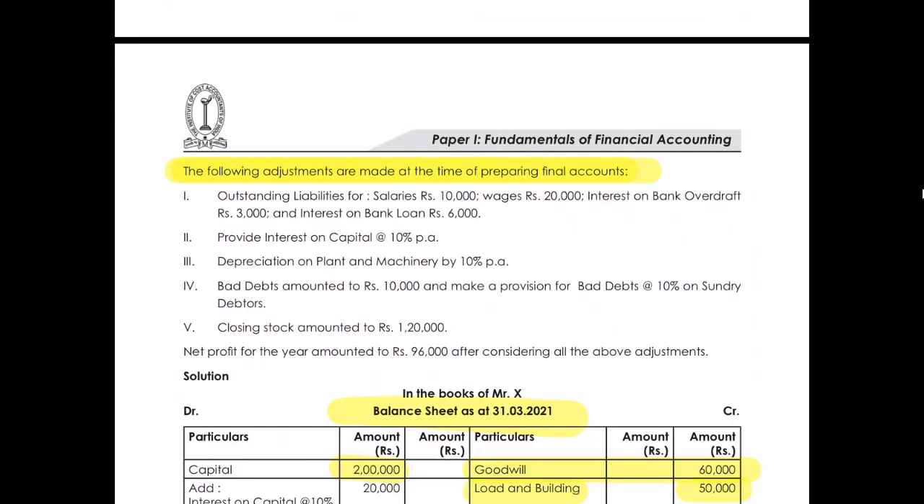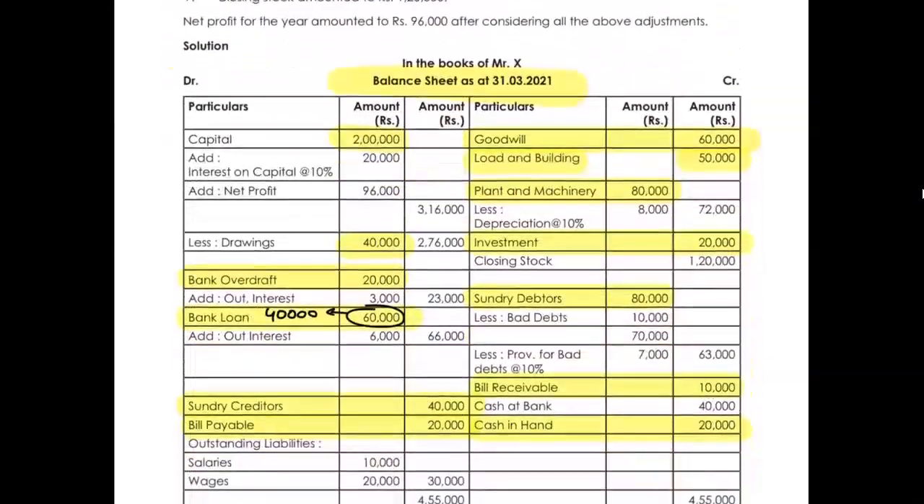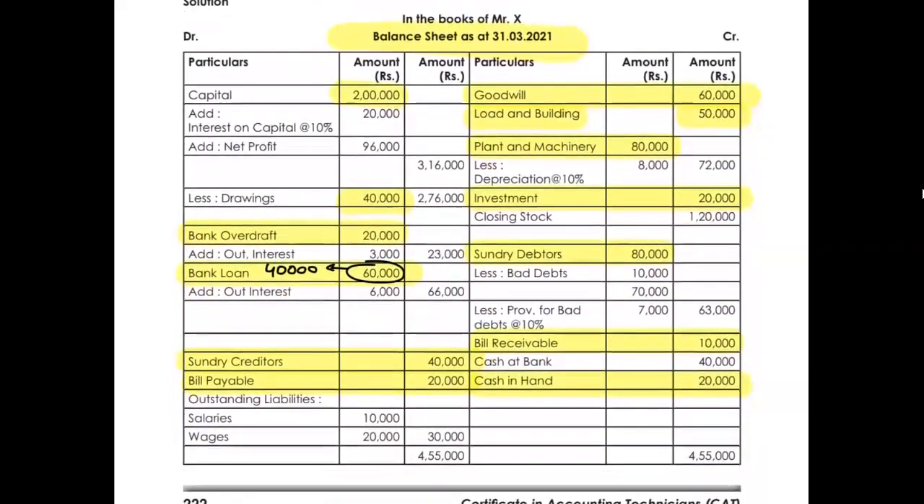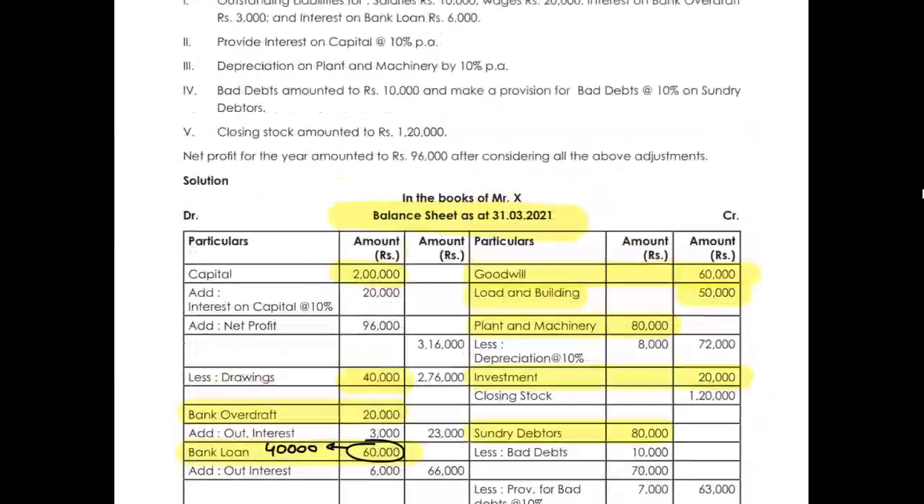Okay, now you can see that more than 50% of the balance sheet is already complete. Just by looking at the balances, you can post it directly, and more than 50% marks you have already got. But obviously this is not a descriptive exam, so we don't need to go by marks, but we need to go by the adjustments. So let's focus on the adjustments which they have given.